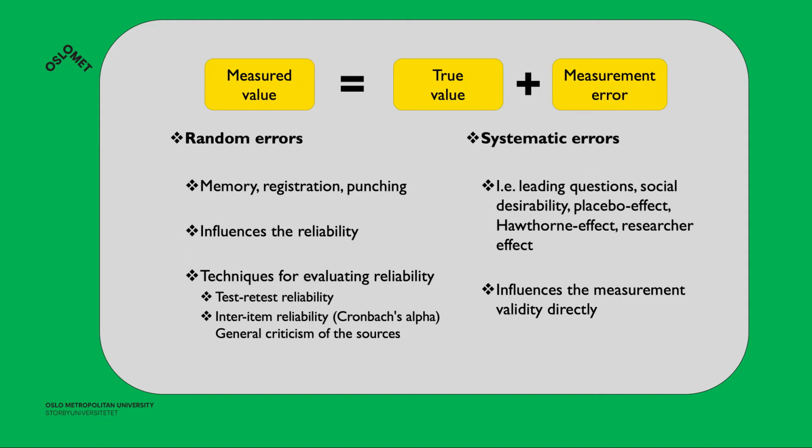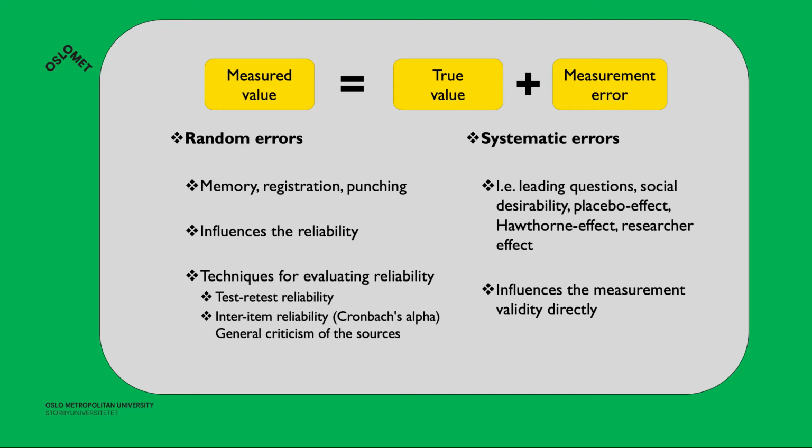You have these techniques for evaluating reliability. That is retest reliability. You use the same questions, for example, at two different points in time, and if nothing happens between those two points in time, you are measuring under the same conditions, you should get the same results, or you should be able to measure the same thing. And then you have inter-item reliability. We have a statistical measure called Cronbach's alpha.